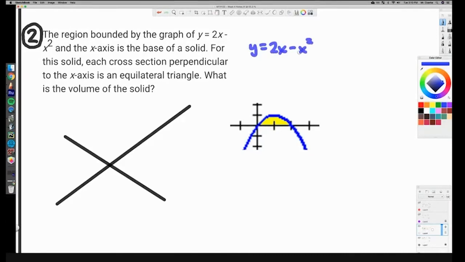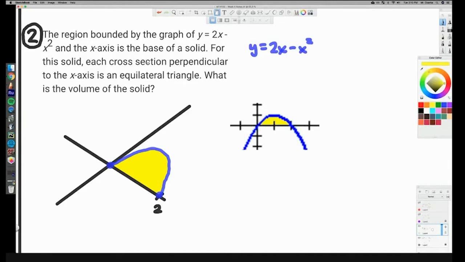If you plug in 0, you get 0. If you plug in 2, you get 0. So that is what we want. This is going to be 2. And it doesn't really matter how you draw this parabola, so I'm just going to draw it like that. Okay, and then I'm going to highlight it yellow just so it matches the calculator graph, and now you can kind of see what that looks like there.